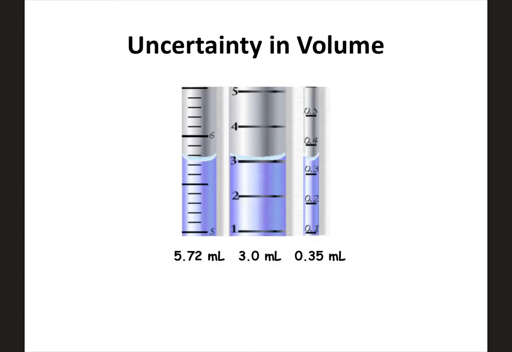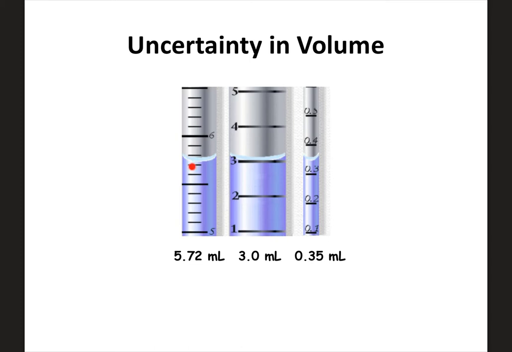We can look at this with volume as well. For example, if you look at these three different ones, on the left I have this listed as 5.72 milliliters. Based on the scale that they gave me, I'm absolutely sure it's at least 5, not 6. I'm absolutely sure that it's at least 0.7. If you count up the lines, it's at least 0.7. But then after that, I have to estimate my one digit. I think it's 0.72. Maybe you thought it was 0.73.